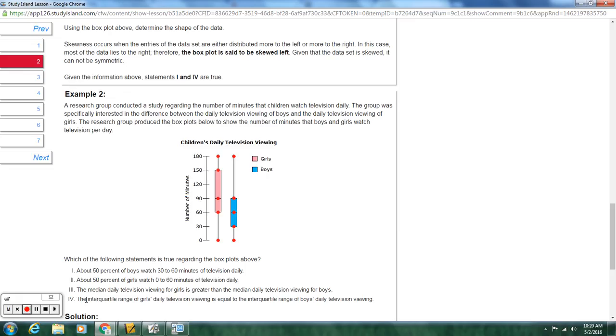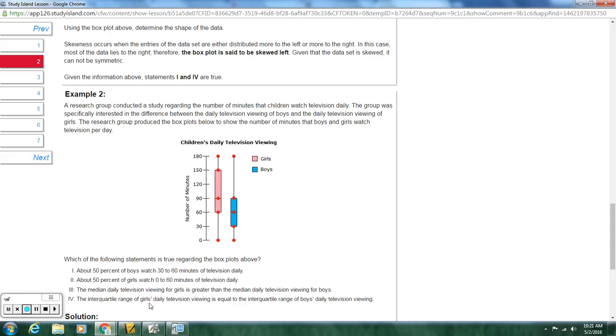Okay, so 3 is correct. The interquartile range, so that means which box is bigger. That's Q3 minus Q1. So 150 minus 60 is 90. 90 minus 30 is 60. Or just look at it. Which box is longer? This one is, right?